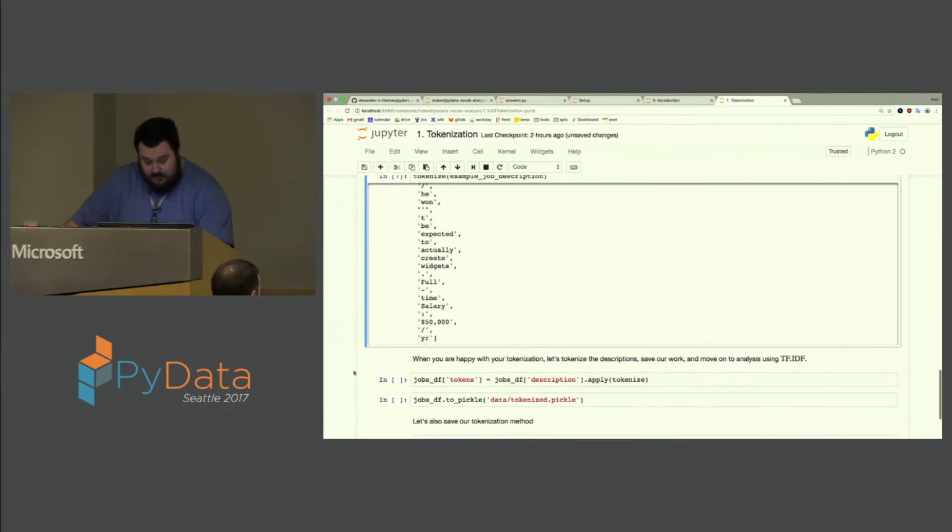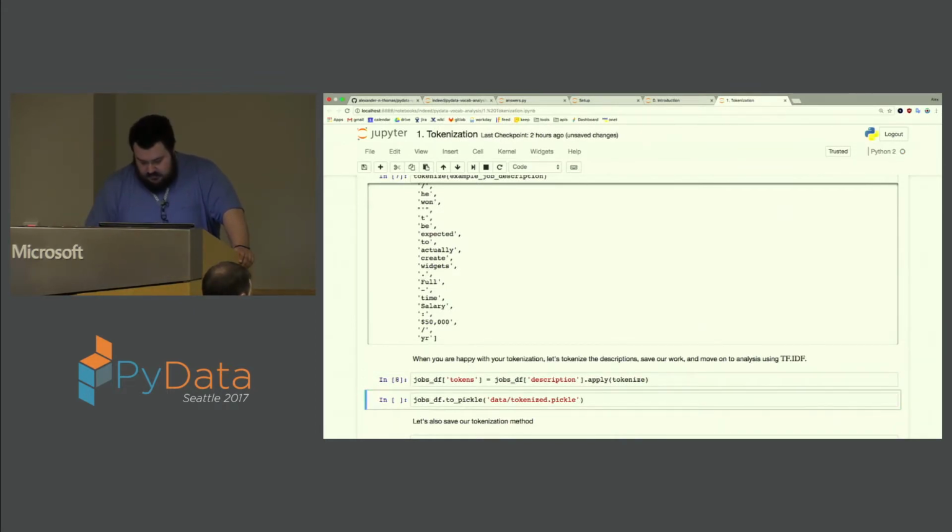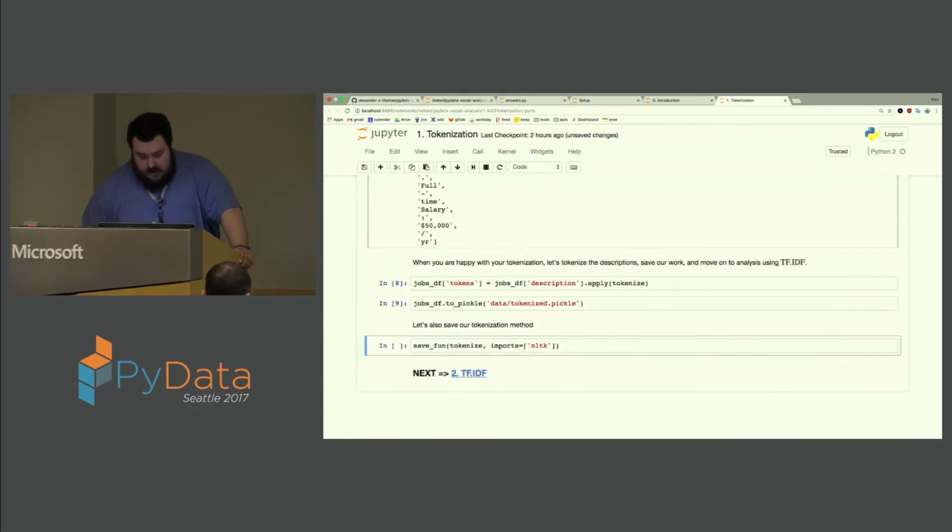Okay. Now we have a tokenize function, and we're going to run that against our data frame. We're just going to use the apply method against our job descriptions, and we're going to save it. I also wrote a function for saving the functions that we create. If you want, you can look into the code at how that works. I don't think it's really important to this particular talk, but we'll probably need to use these functions later. So let's go on to TF-IDF.